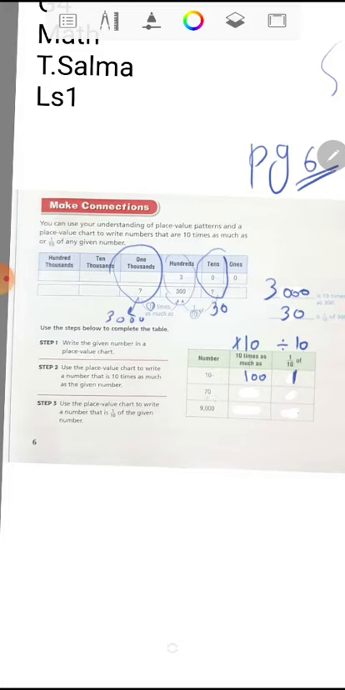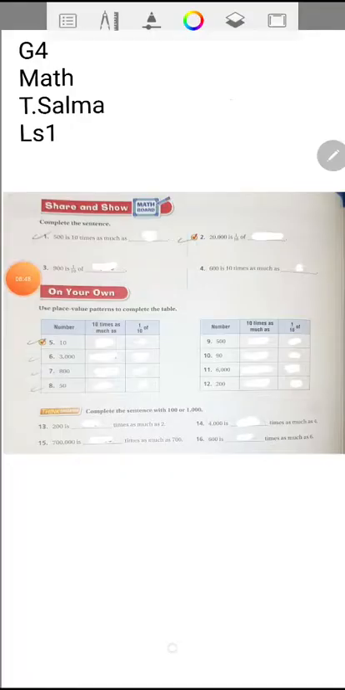Now 70, you have to multiply it by 10 to find the number that is 10 times as much as it, it will be 700. Okay, and then you have to divide 70 by 10, the answer will be 7. Now what about 9,000? First you have to multiply it by 10, so you have to put another 0 here, it will be 90,000. Okay, and then you have to divide it by 10, so you have to remove one 0, so it will be 9,000. Okay, now let's continue with page 7.